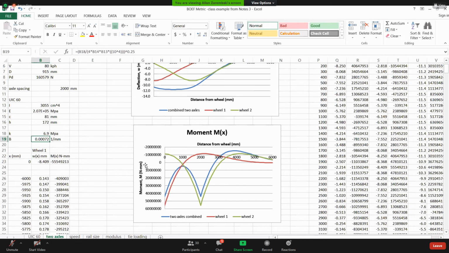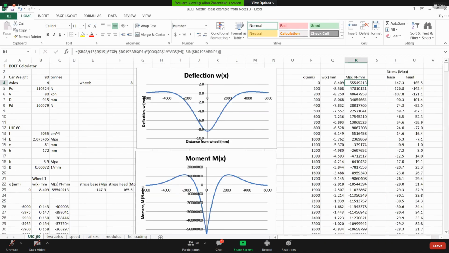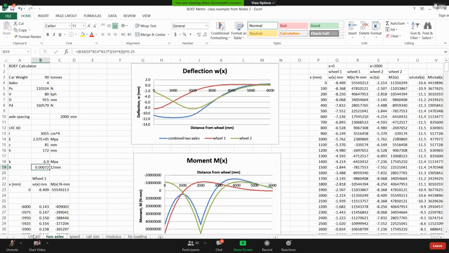But I want to encourage you to do the problem. So the values are a little different, so you don't have exactly the same answers right away. But you'll get the spreadsheet. The spreadsheet is in the class problem. And the spreadsheet has 2 tabs. There's one tab for single axle and one tab for 2 axles. And the class problem gives both the 1 axle and 2 axle cases.